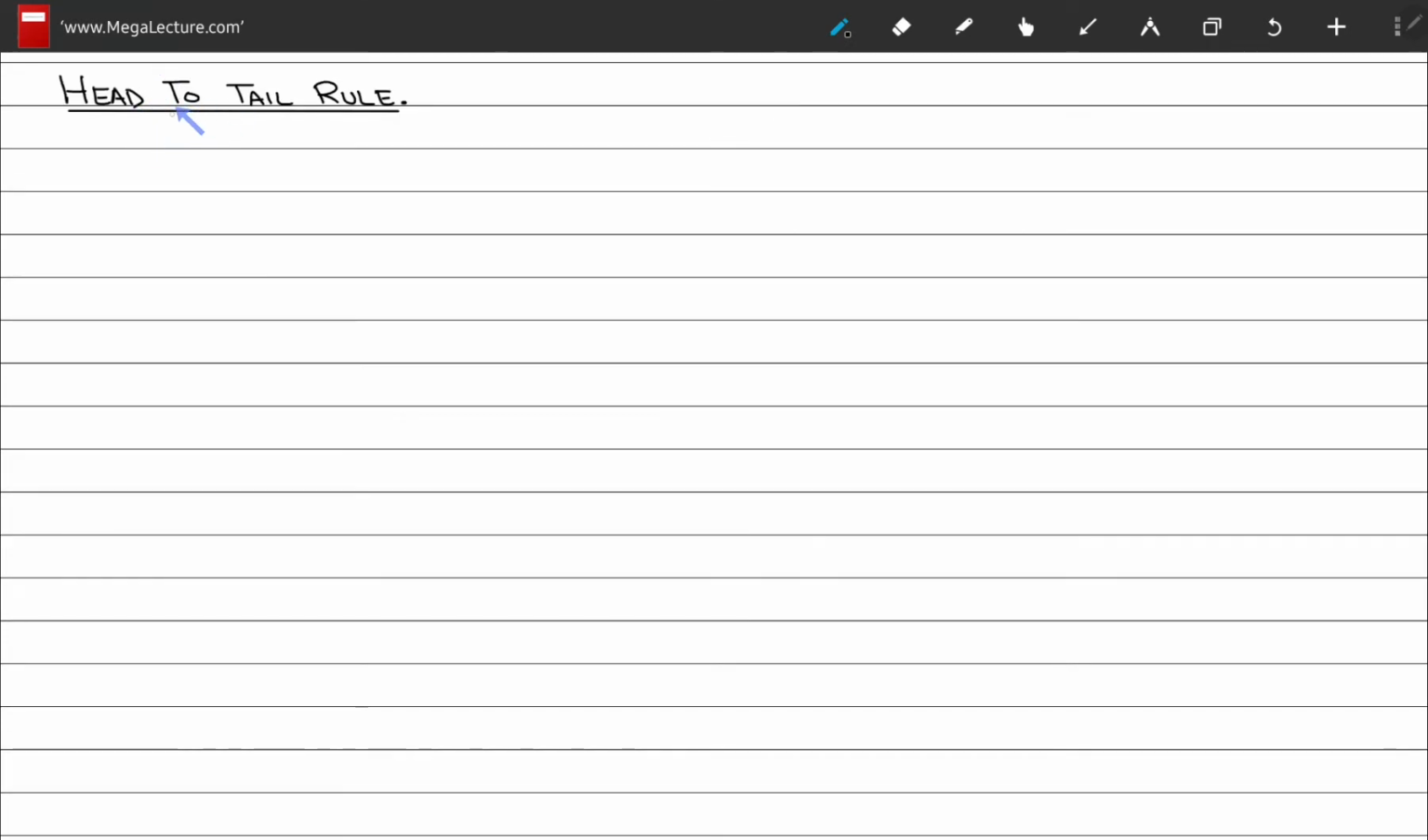Now let's talk about something that is called the head-to-tail rule for vectors. And this rule for vectors is used for the addition and the subtraction of your vectors. Now, suppose we have your vector v1, which is this vector, and you have vector v2, which is this vector. Now, the point to be noted over here is that the tail of this vector v2 should be sitting on the head of vector v1, as you can see over here.